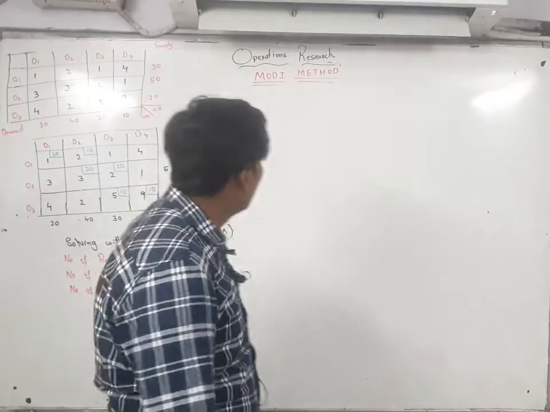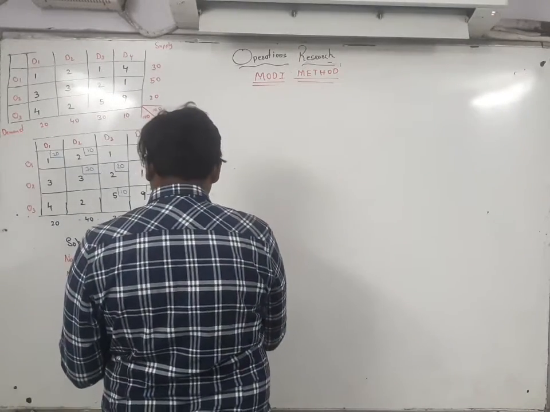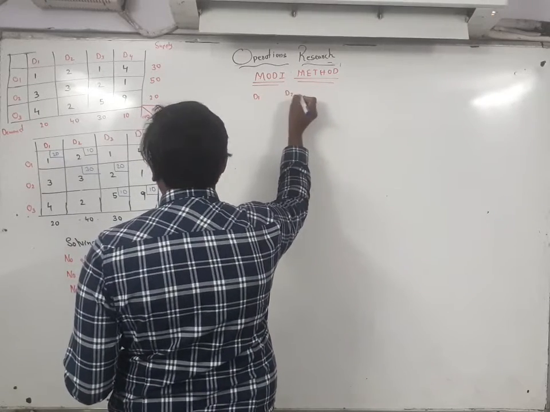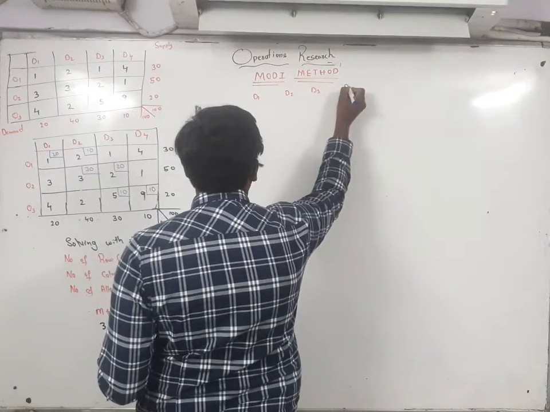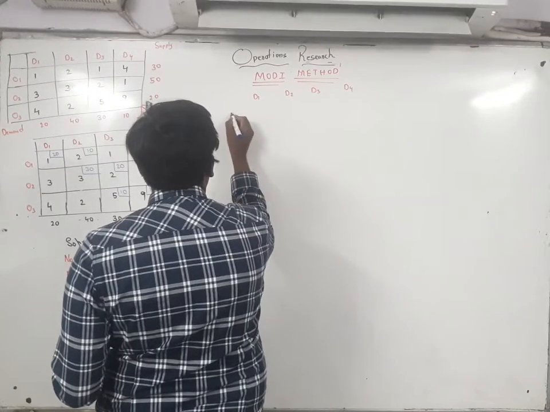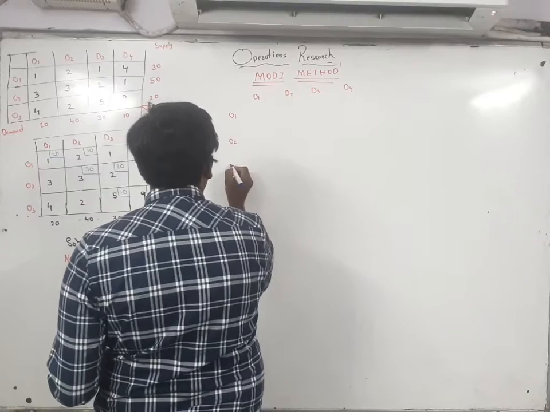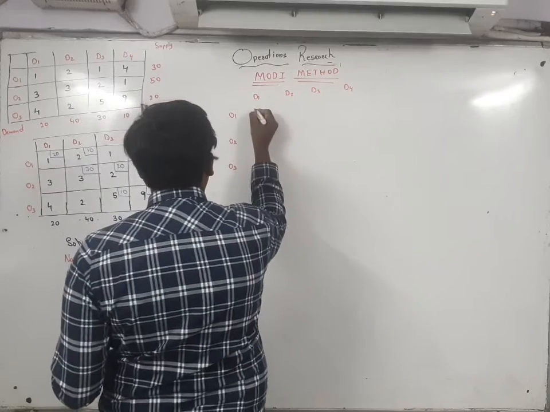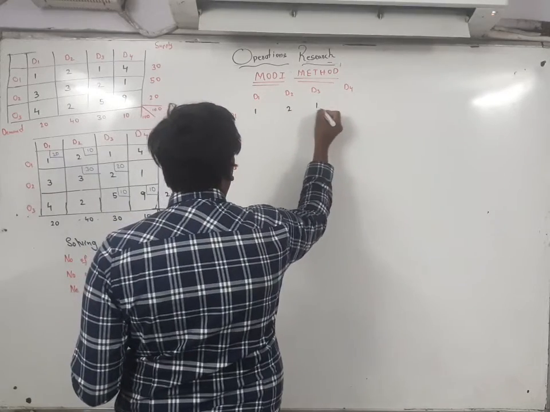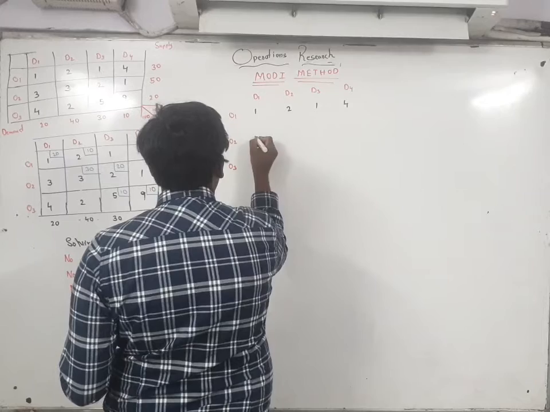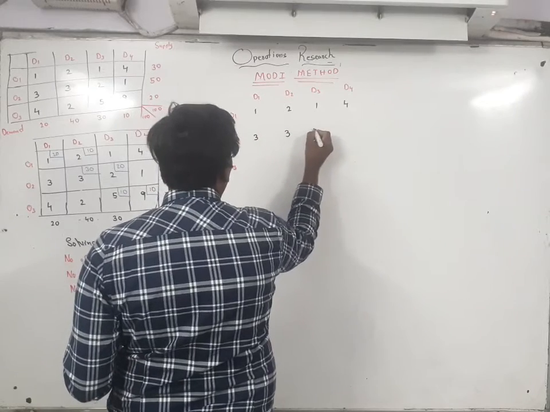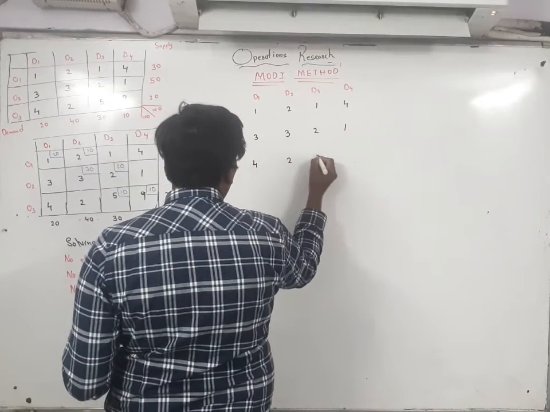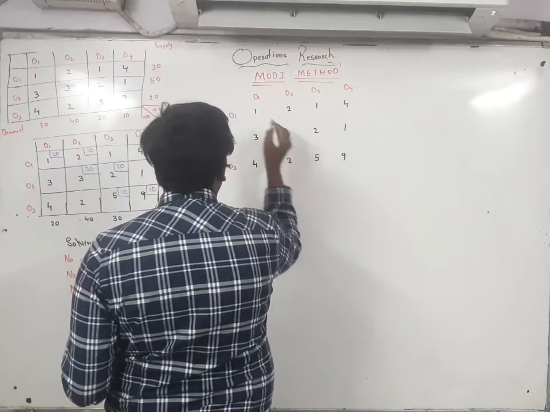So what you have to do? Again, you have to write this one. What is the given value here? As you can see here, this is D1 and D2, this is D3, and this one is D4, and here O1, O2, and O3 are there. Same thing you have to copy here. What are the values? 1, 2, 1, and 4. Next 3, 3, 2, next 1, next 4, 2, 5, and this one is 9.